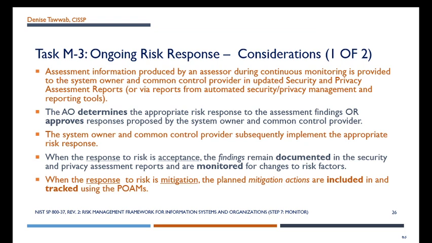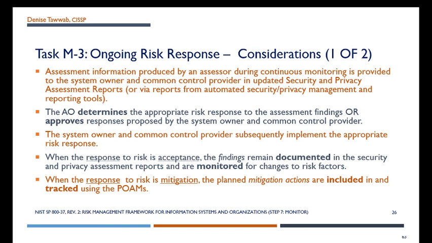Assessment information produced by an assessor during continuous monitoring is provided to the system owner and to the common control provider in updated security and privacy assessment reports or via automated reports from your automated security, privacy management, and reporting tools, if you have one. The authorizing official will determine the appropriate risk response to the assessment findings, or the authorizing official will approve responses proposed by the system owner and the common control provider. The system owner and common control provider subsequently implement the appropriate risk response.